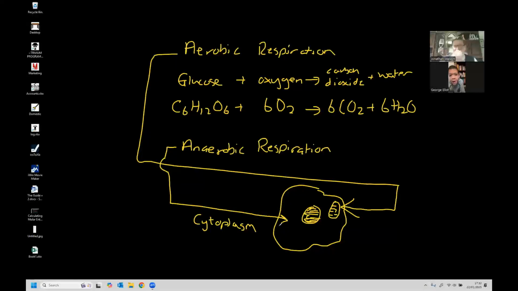Cytoplasm. Can you say cytoplasm? Cytoplasm. Very good. The cytoplasm is the sort of jelly-like stuff in the middle of the cell.